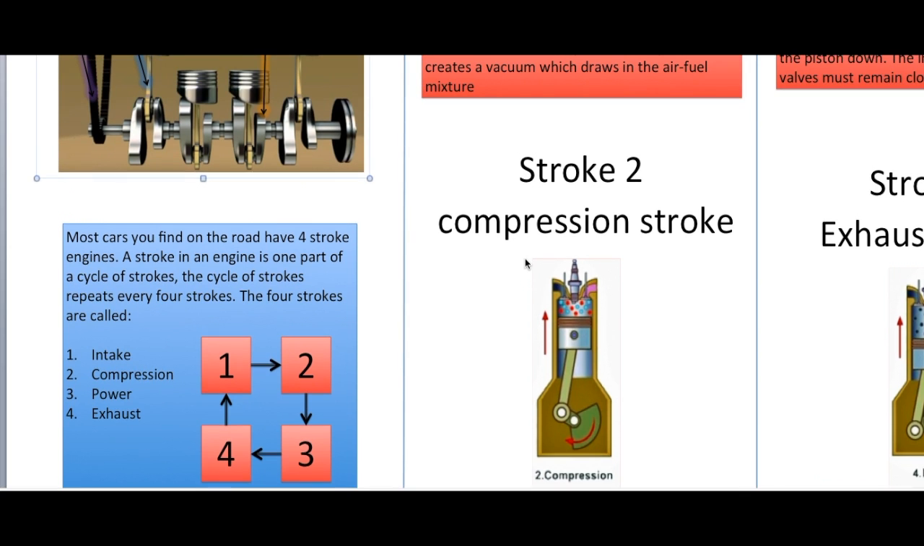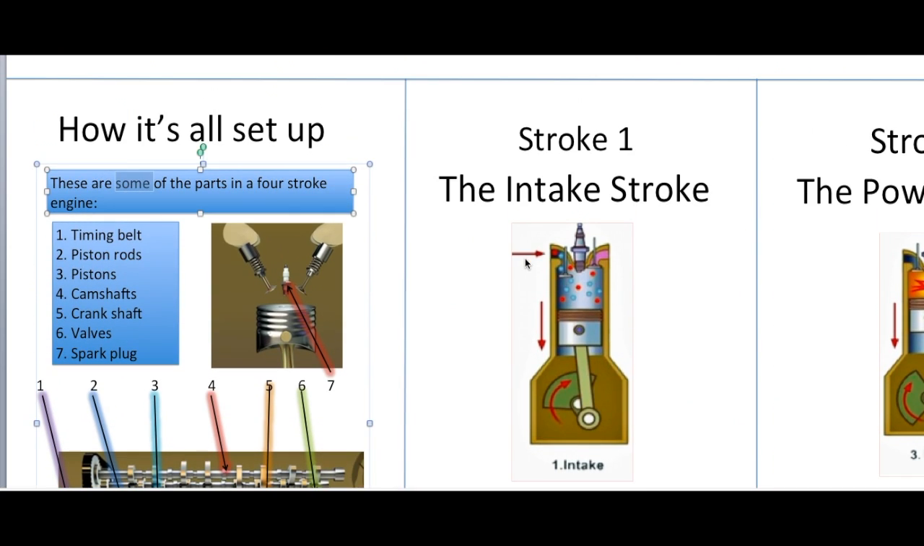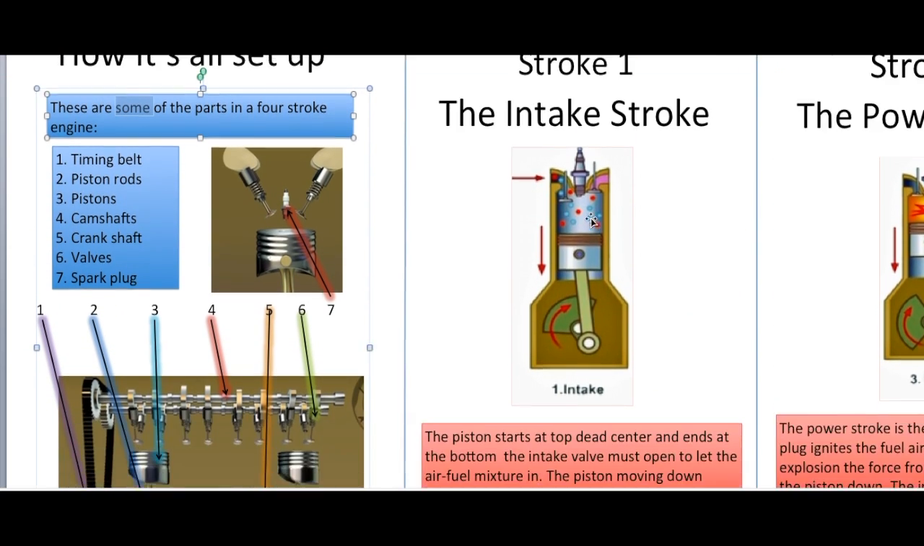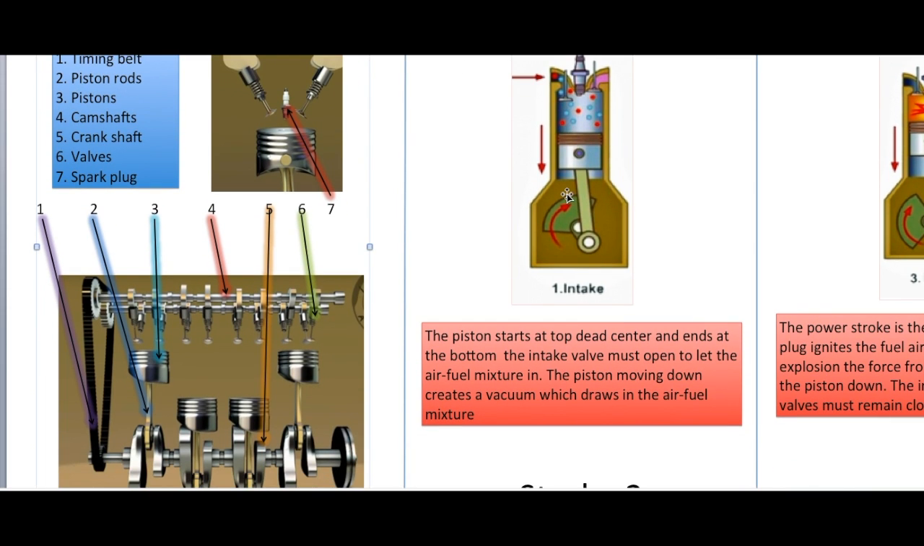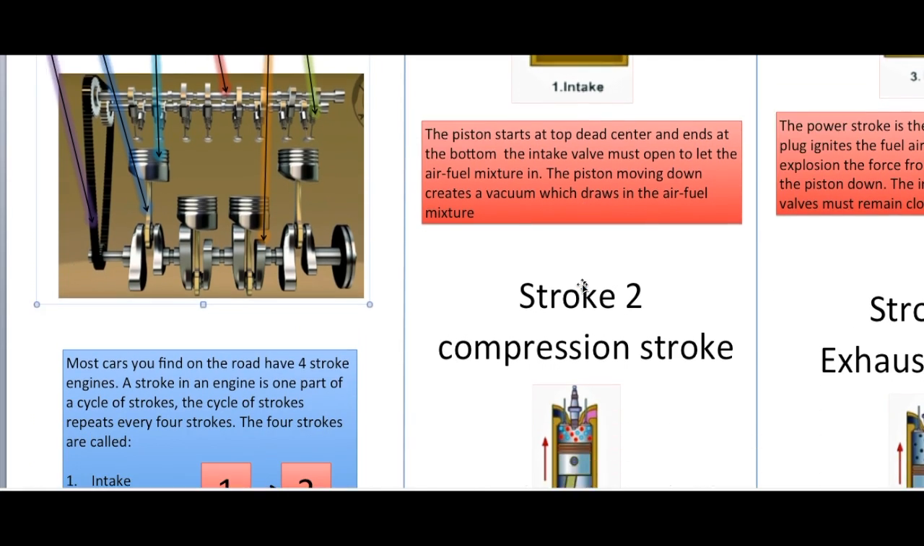So then you can just come up here to stroke 1, the intake stroke. I've got a photo. The piston starts at top dead center and ends at the bottom. The intake valve must be open to let the air-fuel mixture in. The piston moving down creates a vacuum which draws in the air-fuel mixture. So basically, when the piston moves down, the only stuff that can come in is the air-fuel mixture.